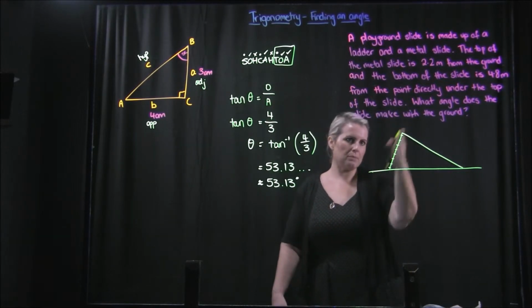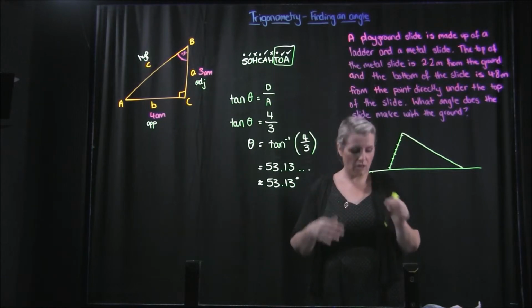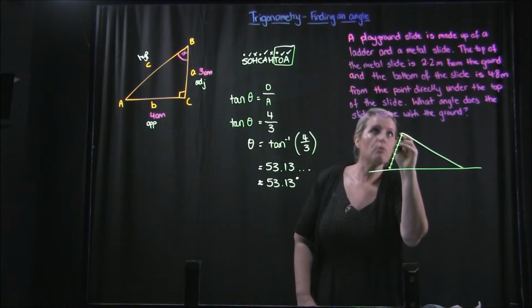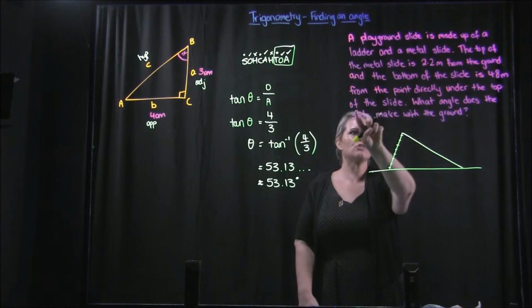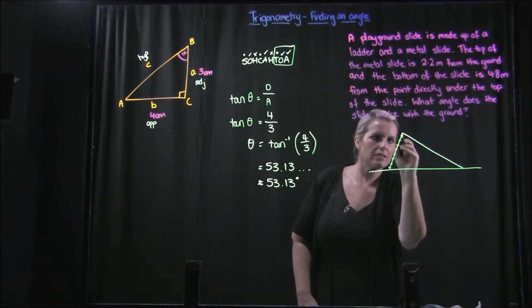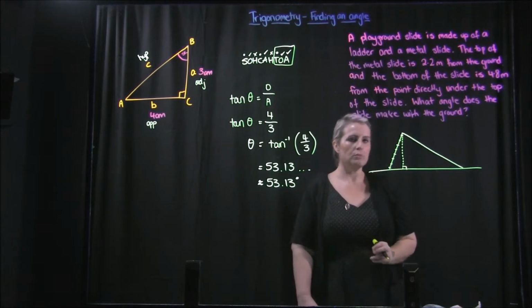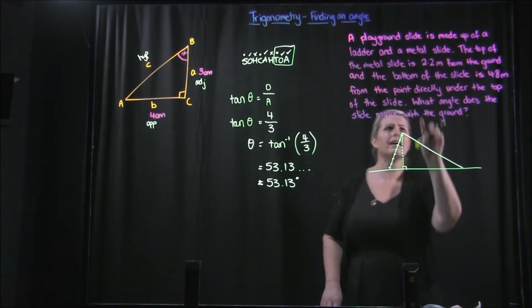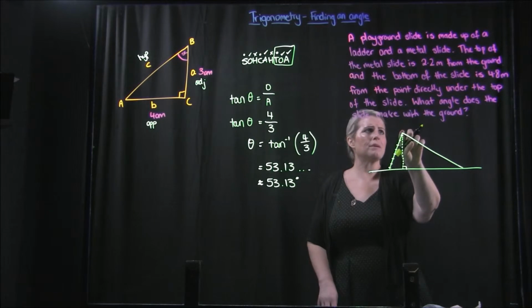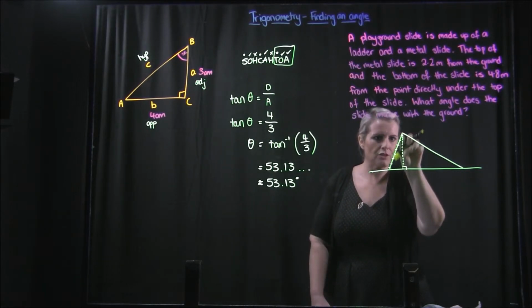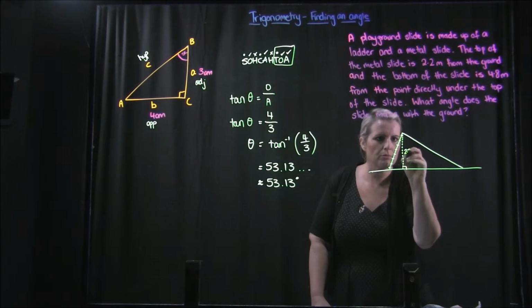It's of course going to be at a slight angle so the kids can actually climb up it. This is the point, they talk about the point directly under the top of the slide. That's the point directly under the top of the slide. That makes a right angle with the ground. Now I have been told that the top of the metal slide is 2.2 meters from the ground. So that means that this distance is 2.2 meters.